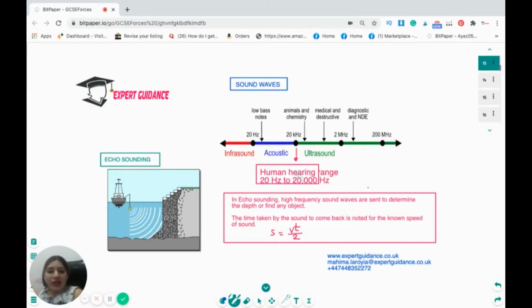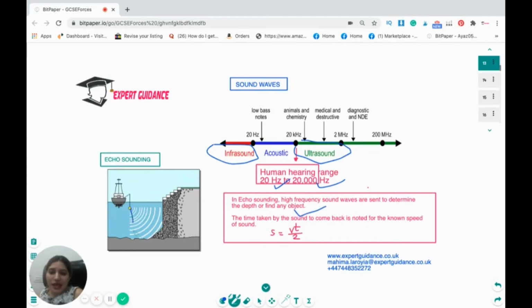Right? Now, sound waves can have any frequency, but there is a human hearing range, which is from 20 hertz to 20,000 hertz. That's the human hearing range. Now, any sound wave which is less than 20 hertz is known as infrasound, and the sound waves which is greater than 20,000 hertz is an ultrasound, and we cannot hear the ultrasounds. But ultrasounds are very important. They are used in echo sounding. They're used to determine the depth of any object.